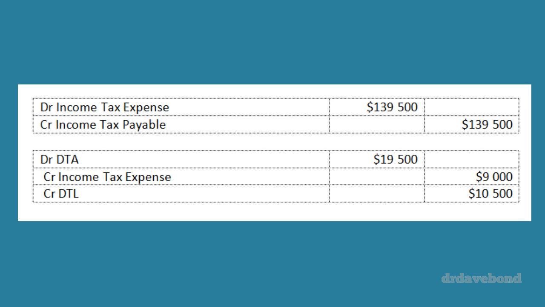130,500. So that is what your tax expense will be picked up as. You look at the profit and loss statement, that's what you see, even though that is not actually what you paid to the government or owe to the government.